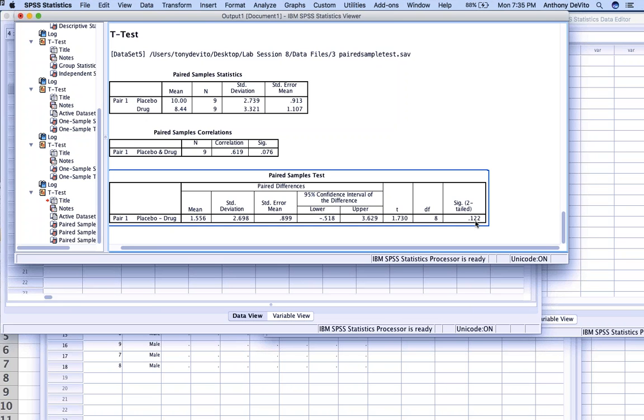The whole point of this is to be able to say it's wrong. So now let me back this up a little bit. Degrees of freedom is 8, 9 minus 1, right? So this looks pretty much, look at this also. The 95% confidence interval for the difference of the means.